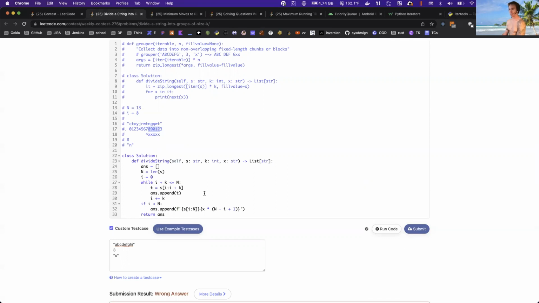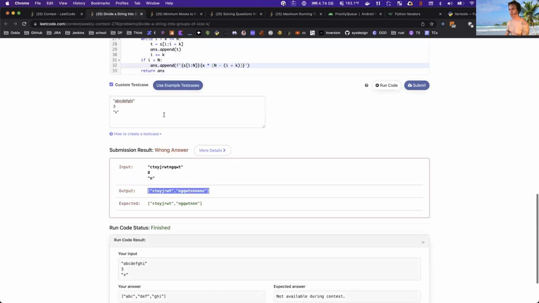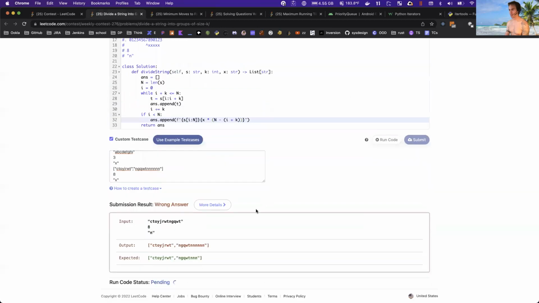How many are left over? How many left over? N minus I plus K, I think. N minus I plus K. 8. Add an X on the end. 3.